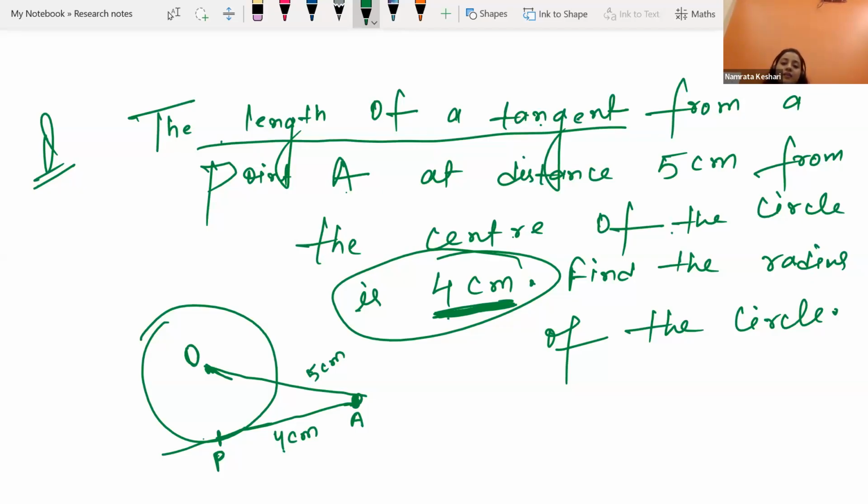So you have to find OP by Pythagoras. Yes, everyone understanding the statement at least?